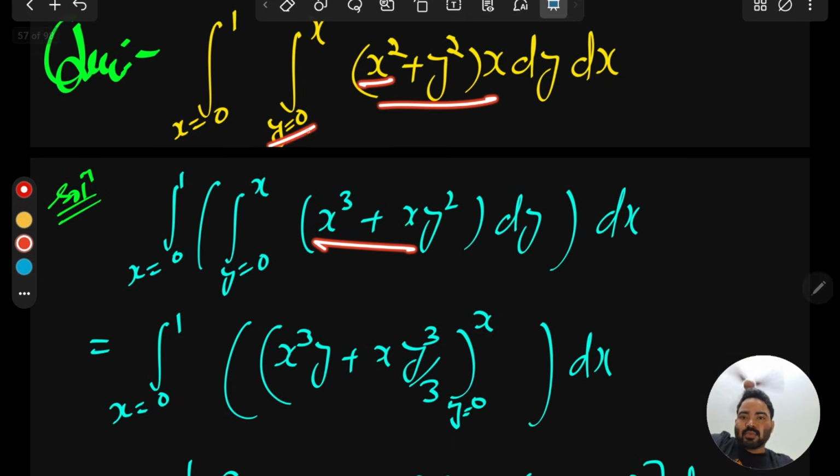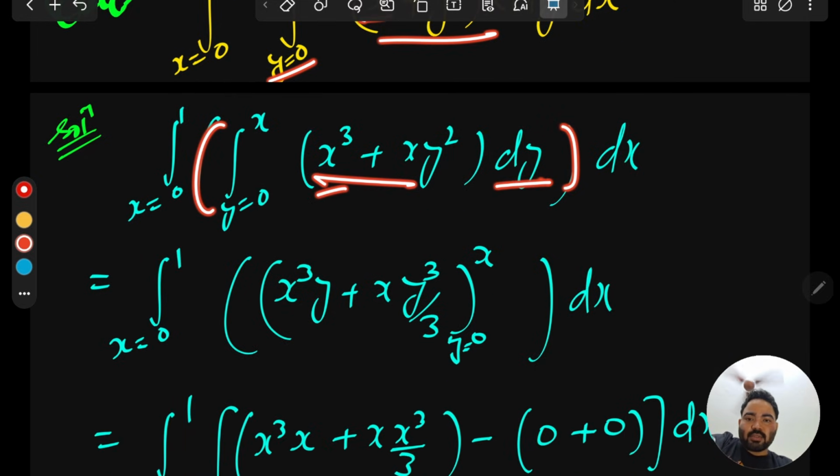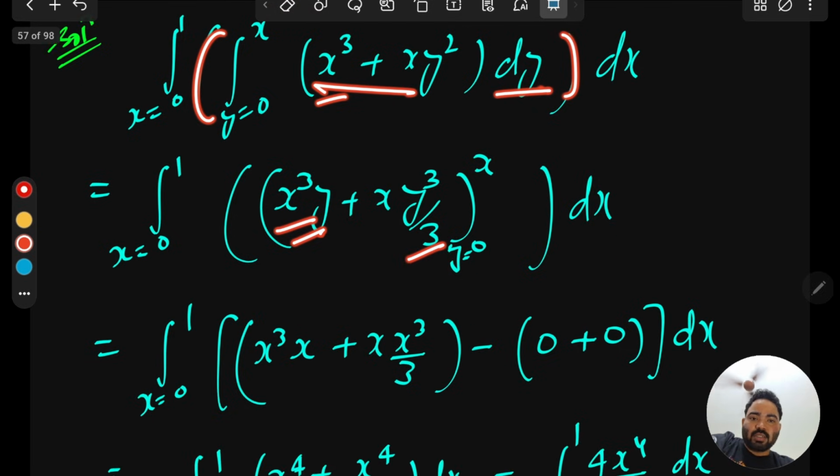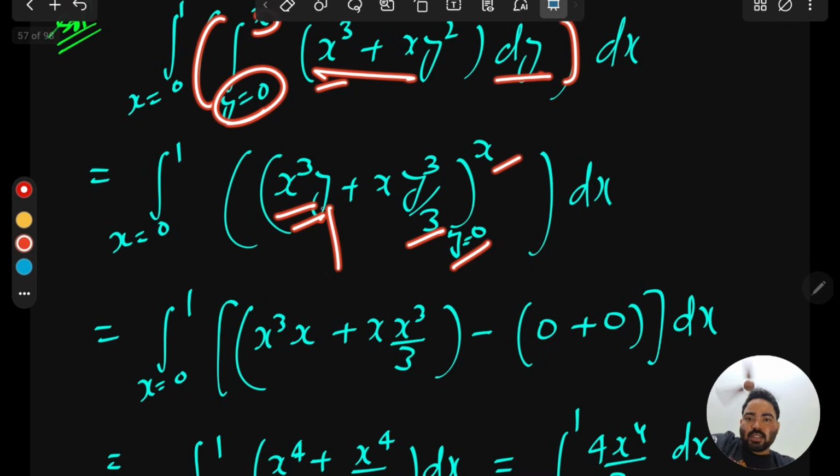So now just do it with respect to y first. If you are integrating with respect to y, then x is a constant, so x cube is already constant, and the integration of this will give you x cube y. x square y square will give you x square y cube upon 3. Just put the y limit. What is the y limit? 0 to x. Just put the y limit 0 to x, wherever y is present. So here upper limit, here upper limit.